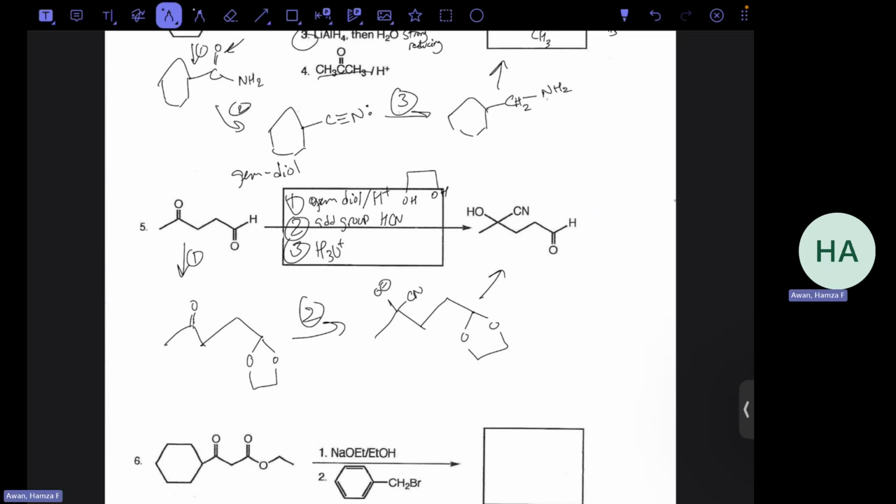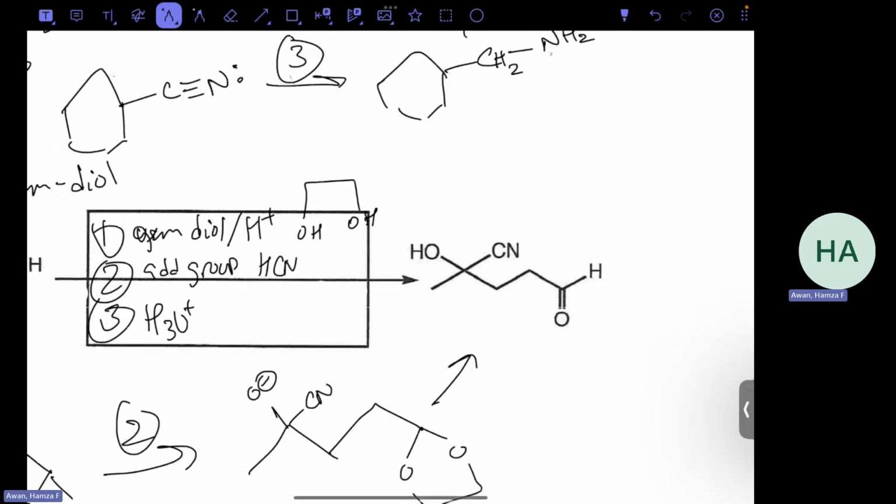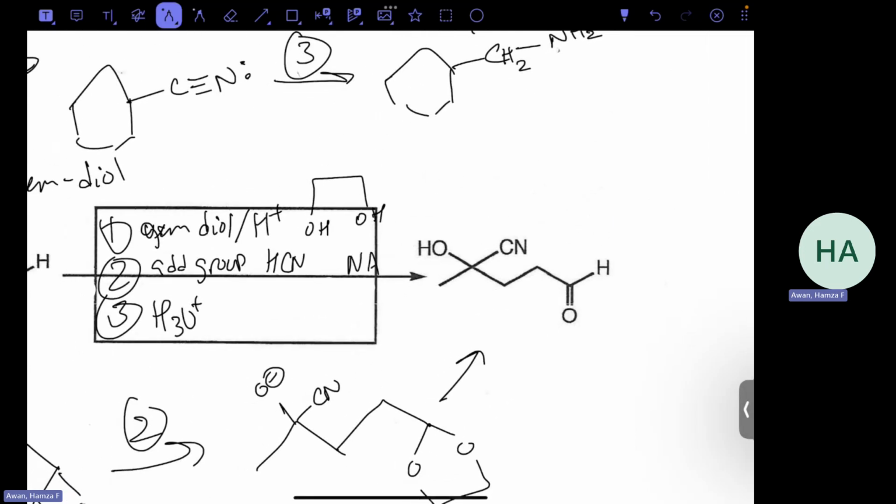This is HCN. You can also use, sorry, I should probably write that out. NaCN / H plus. Yeah, if you do NaCN, you have to use H plus. Otherwise, I would just use HCN. It just makes it a little bit simpler. Any other questions?